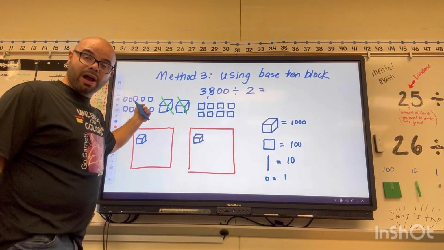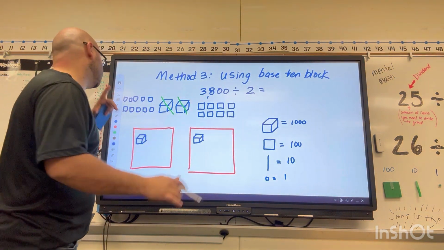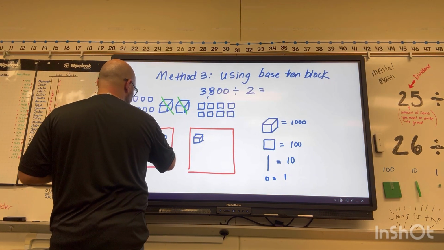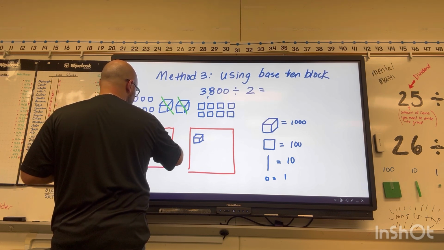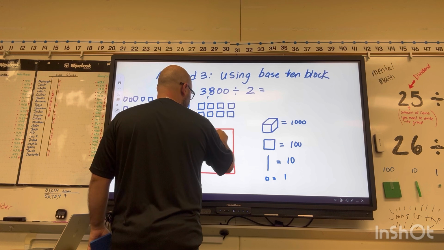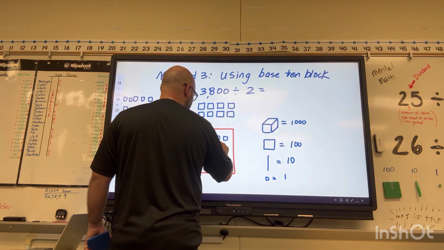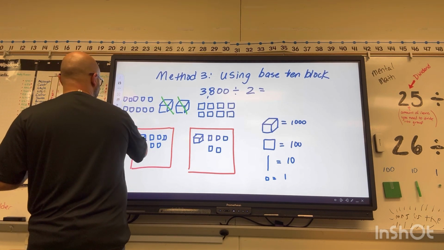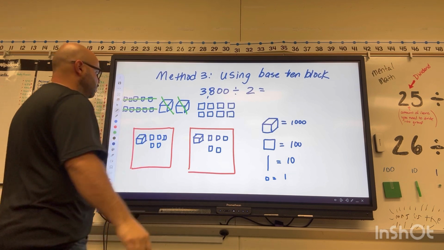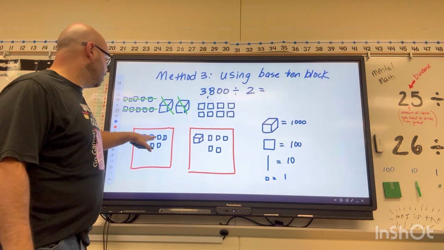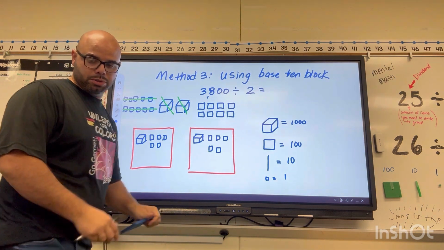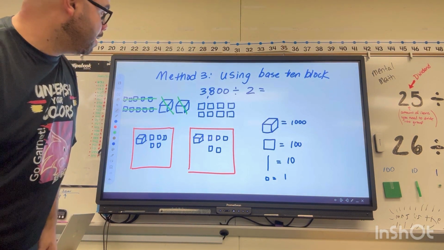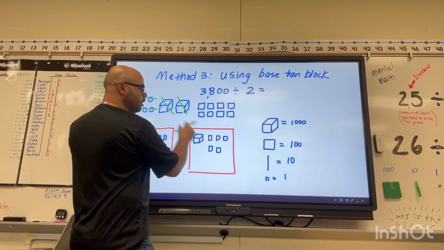Okay, now can I divide these 10 evenly into 2 groups? Yes, I can. So now I could put 5 here, 5, and then 5 here. Okay, so now I have used 5, 5, and my 5. So you see how I divided the 3,000 into 2 groups, right? I have exchanged one of the cubes into 10 of these flats. Then I could use those flats to divide into 2 of my groups.